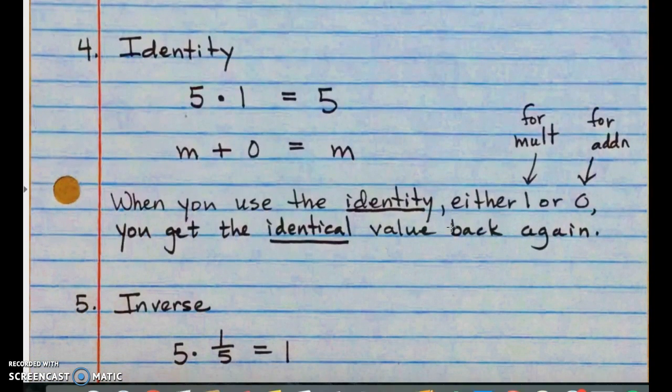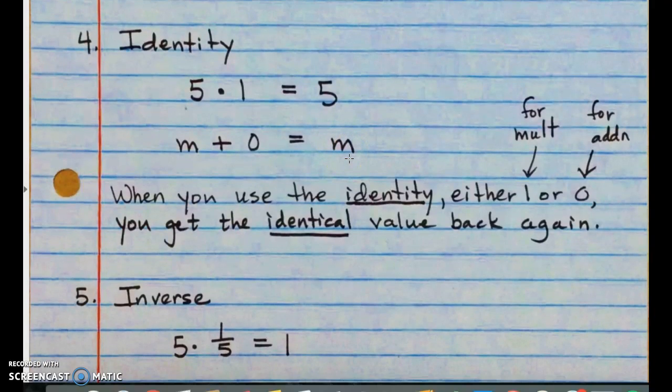For the identity property, we've got a number, 5, and we're taking it times 1, which is the identity for multiplication. So 5 times 1 gives you the identical value back again, which gives you a 5. If you're adding, when you have an m and you add 0, that gives you the identical value back again.